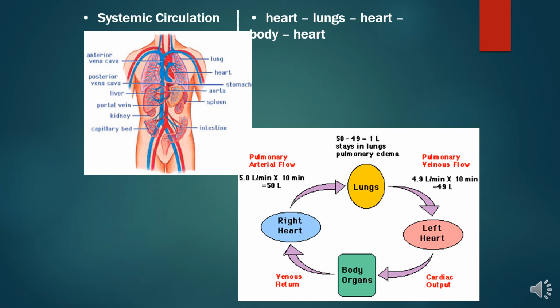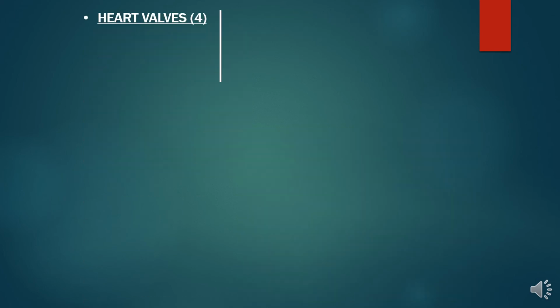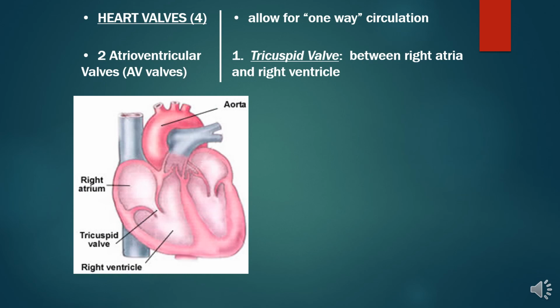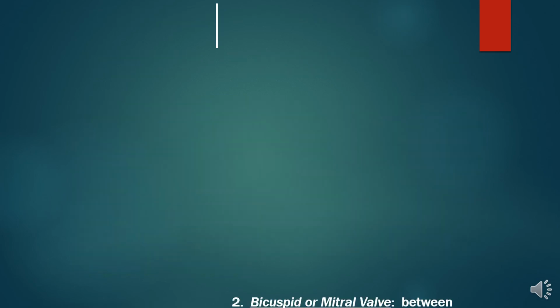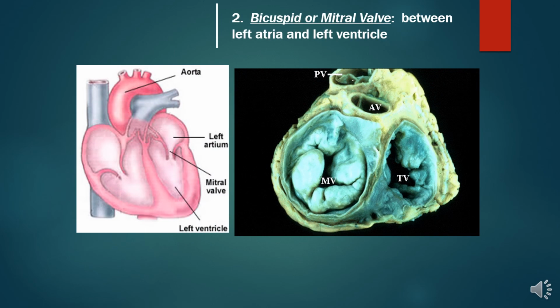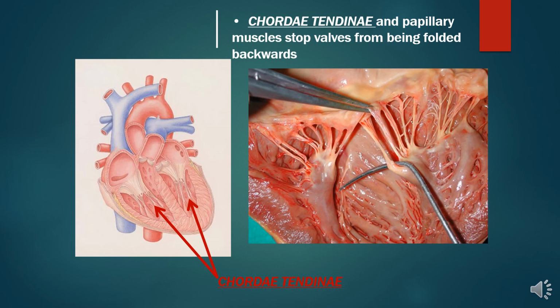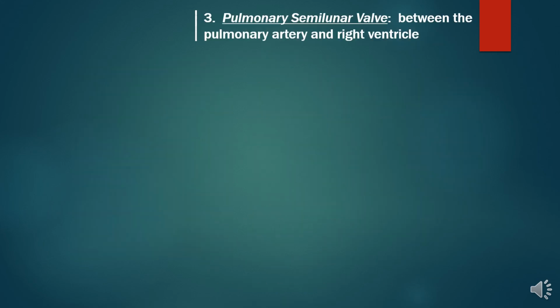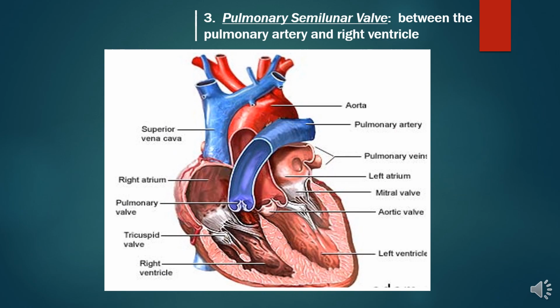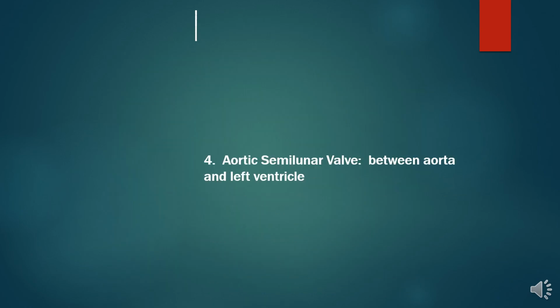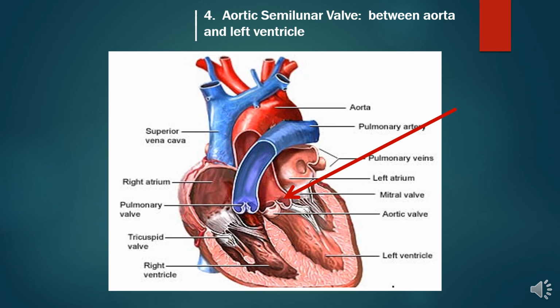The systemic circulation explained, and these are the heart valves: the mitral valve, the tricuspid or AV valve. These are the chordae tendineae. These are the pulmonary semilunar valves. These are the aortic semilunar valves.